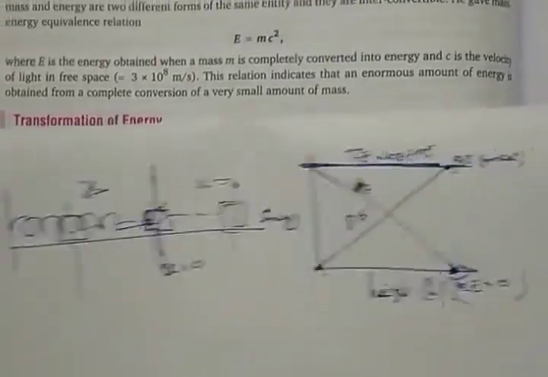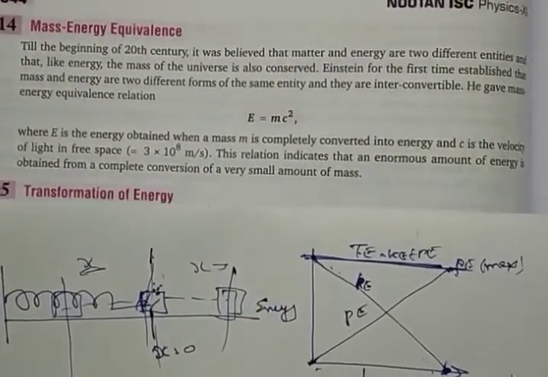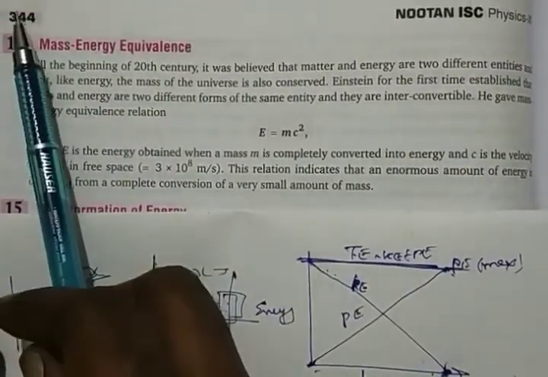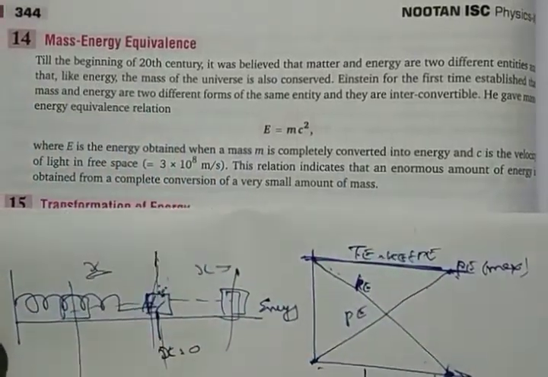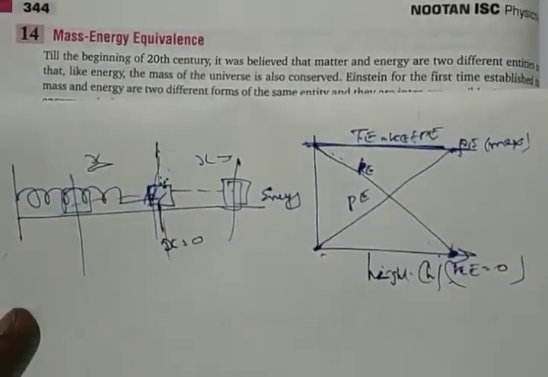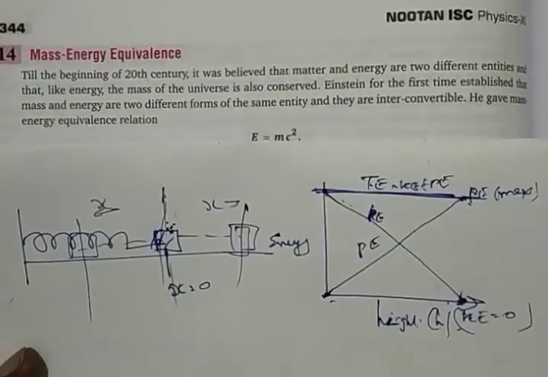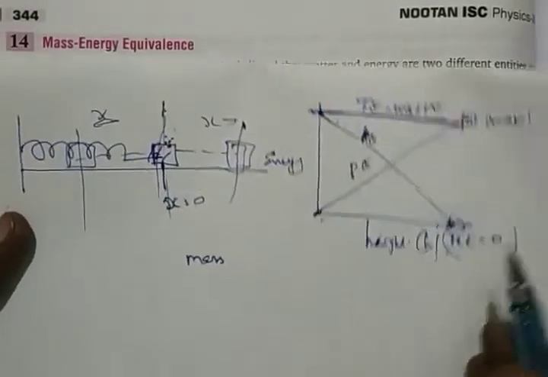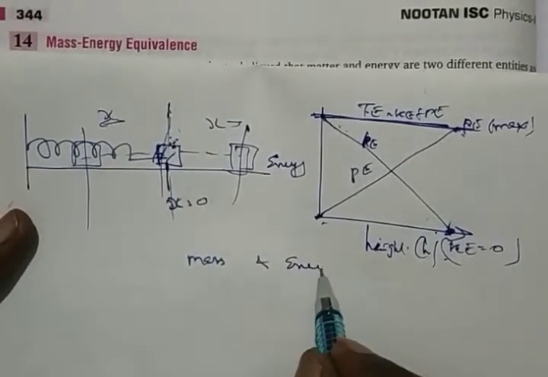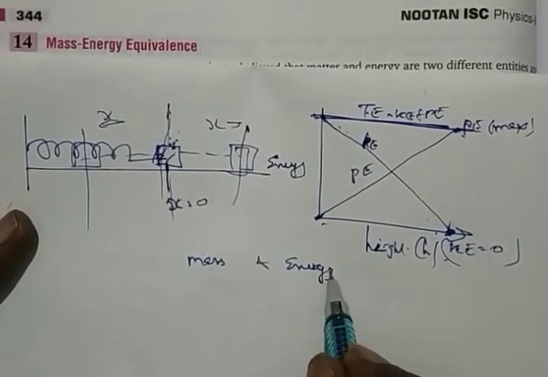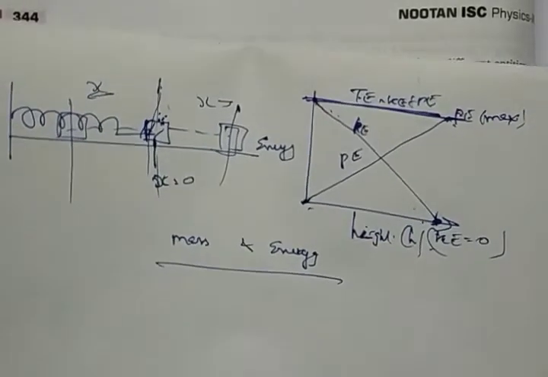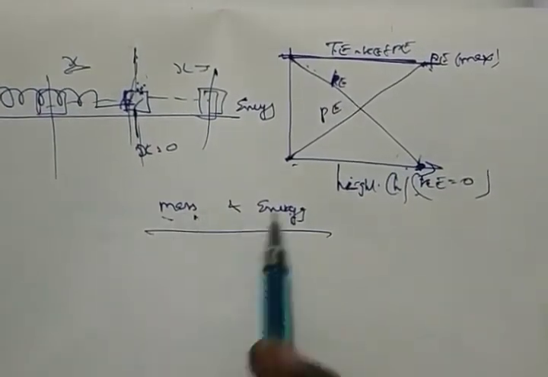So one important note I would like to take up is, write down mass energy equivalence. Page number 344, mass energy equivalence. So for a long time people have been thinking mass and energy are different. Mass has nothing to do with energy. After some time, when Einstein came, he and other people found out these two are interlinked.